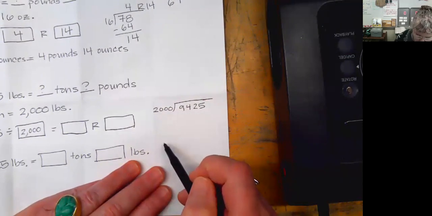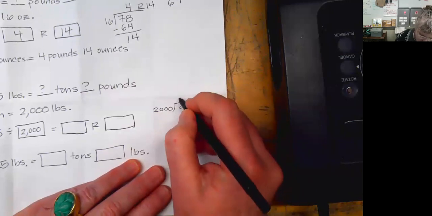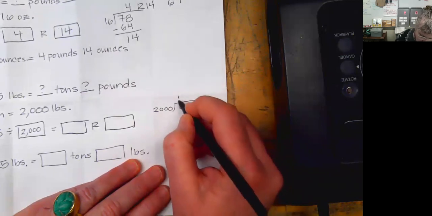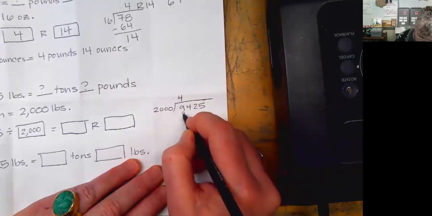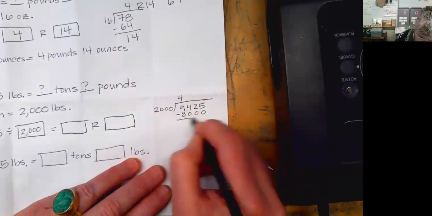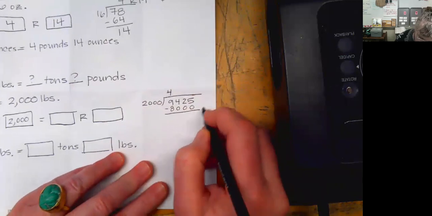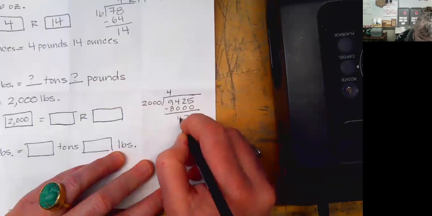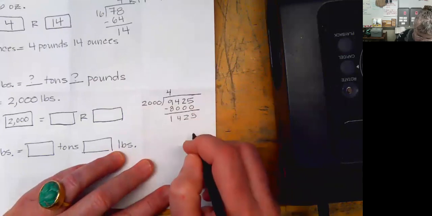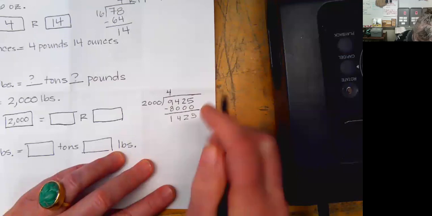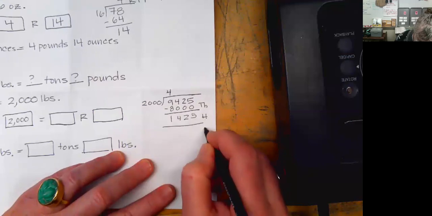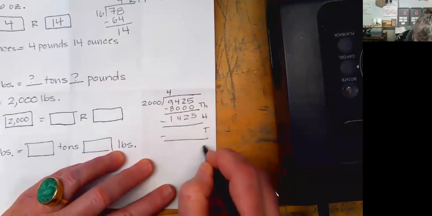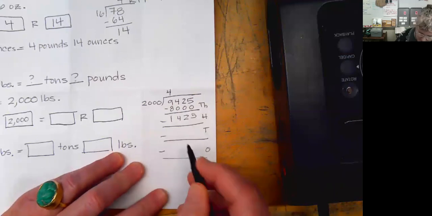I'm thinking 2,000 will go 4 times, right? So 2,000 times 4 will be 8,000. And that's going to give me, remember this is 1. And then I'm going to ask myself, how many times? This is the thousands place. This is the hundreds place. This is the tens place. This is the ones place. Got to set that up.